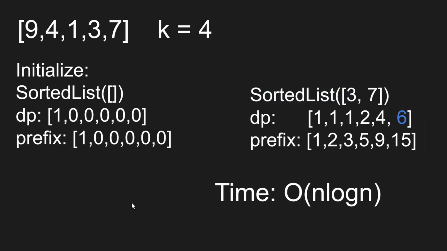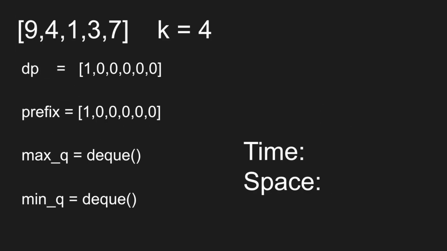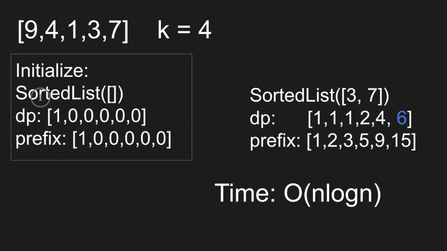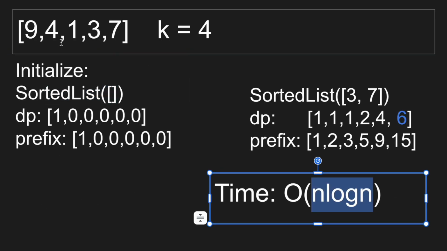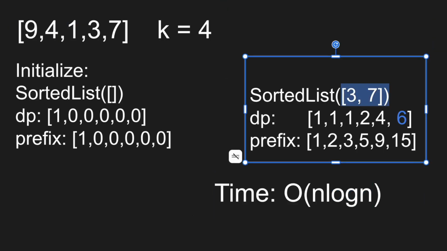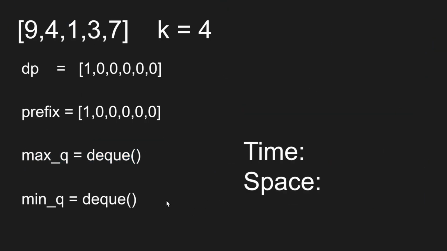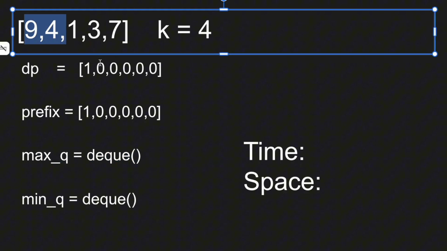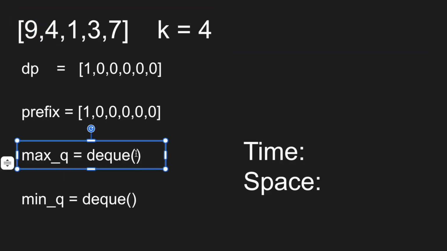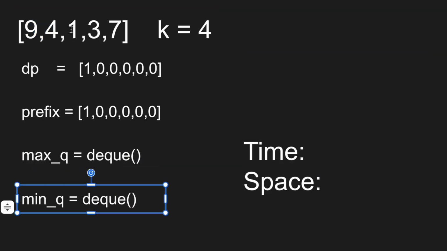So now let's get to the more optimal way to solve this problem. Now the optimal solution is very similar. The same concept regarding dp and prefix is exactly the same. The only difference is instead of using a sorted list, which will take log n time each time we iterate and have to take care of the window, we can just use a max queue and a minimum queue. As we iterate through the window, if we see a smaller element than the current element, we can pop it in the max queue. If we see a larger element than the current element, then we can pop it in the min queue.